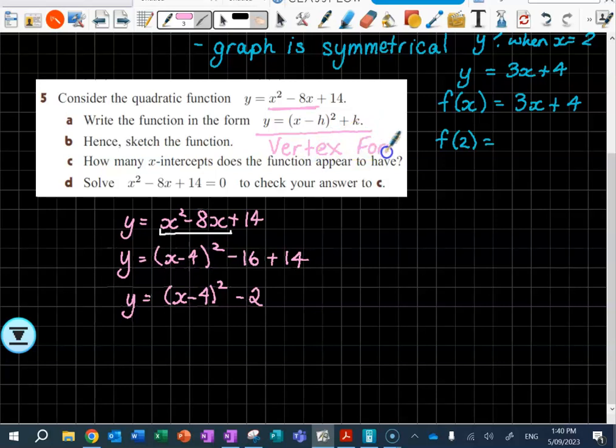Vertex form. Anyway, so what is the vertex then from this?